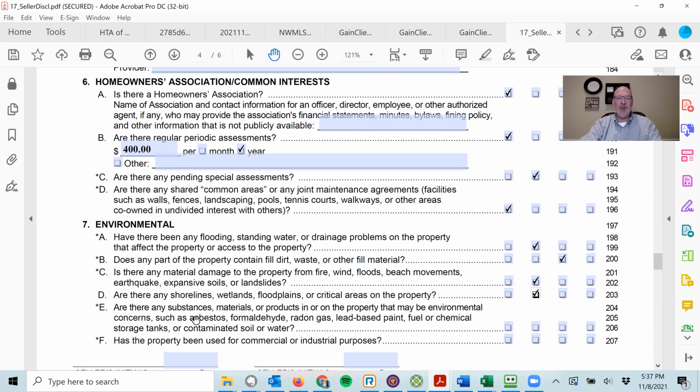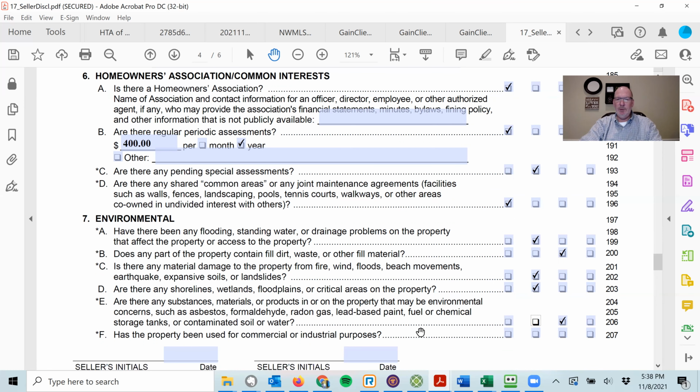Anything environmentally concerning like asbestos, formaldehyde, radon gas, lead-based paint, more often than not, they're going to say no. If you know that they're in a home that's older than 1978, you should encourage them to say don't know, because there is actually a better chance that they have lead-based paint in their home somewhere. Has the property been used for commercial or industrial purposes? No.